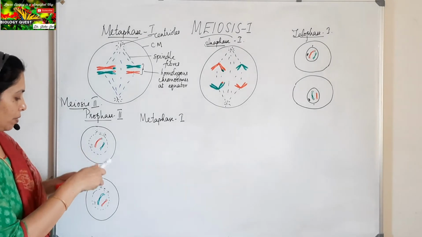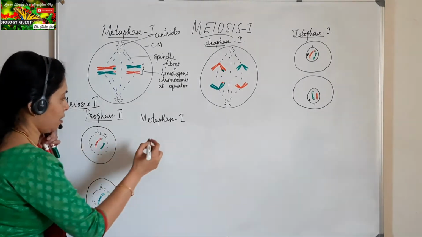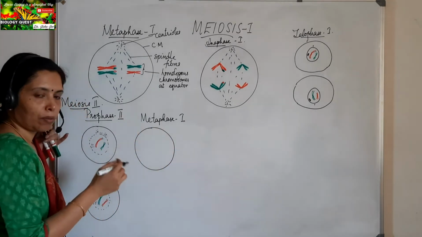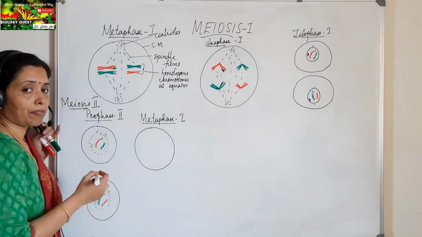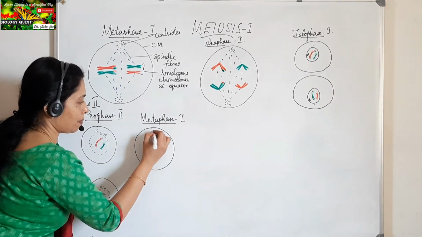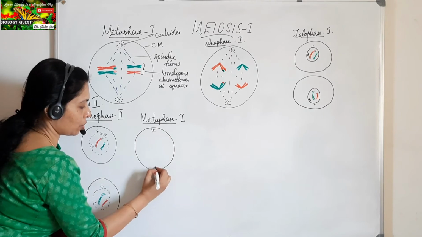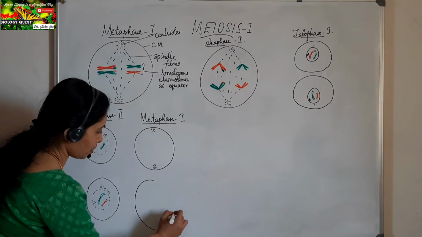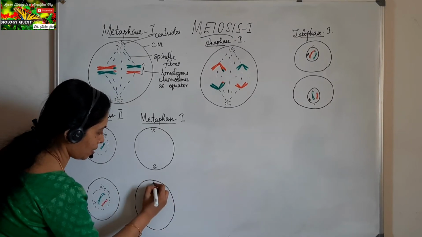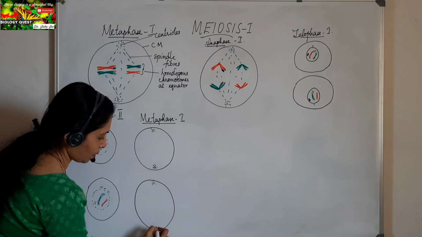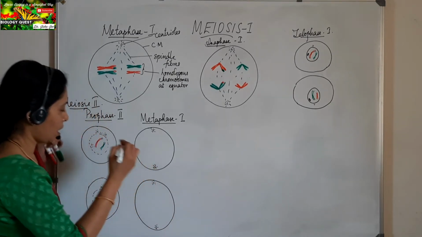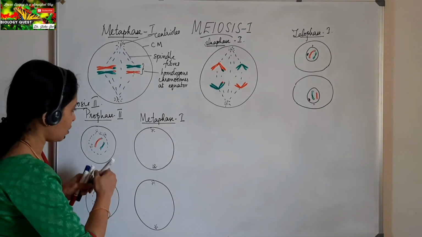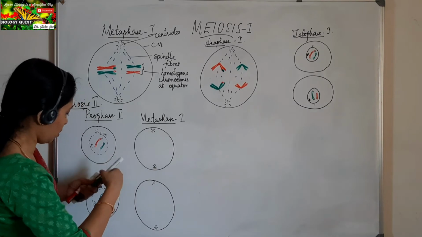So what happens to the first cell? That is the first cell I am drawing, that is the cell membrane. By the start of metaphase, the nuclear membrane and nucleolus have completely disappeared. The centrioles have reached the opposite poles of the cell and they have started to produce the spindle fibers. That is the second cell at the metaphase stage. These spindle fibers get attached to the centromere of the chromosome. So I am drawing the chromosomes there.